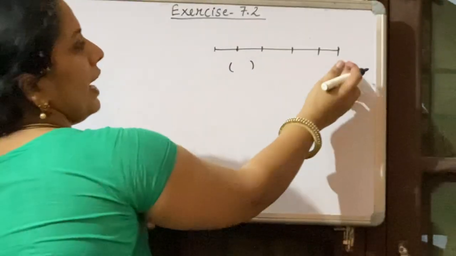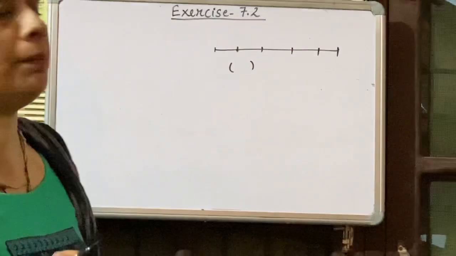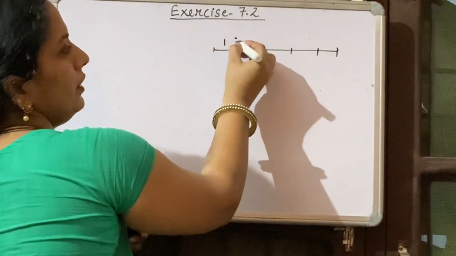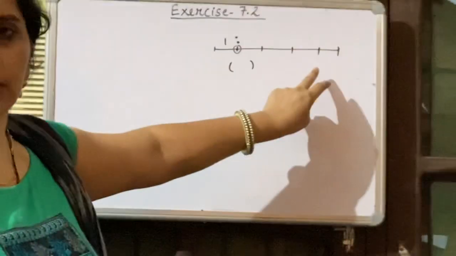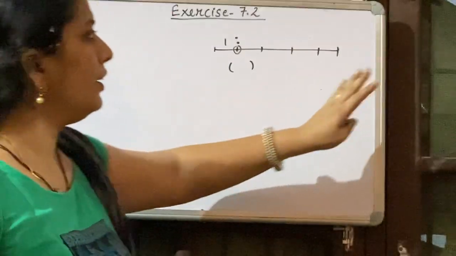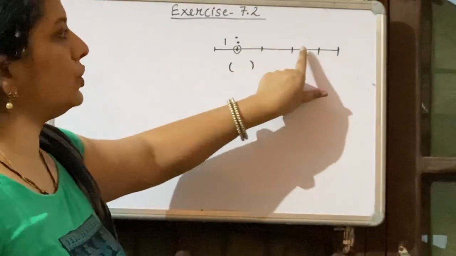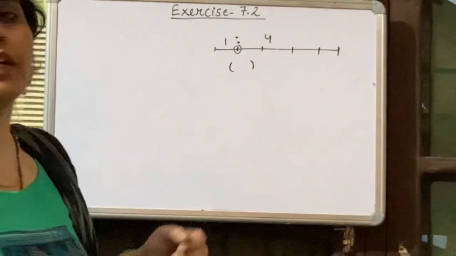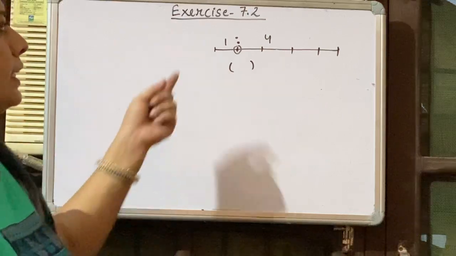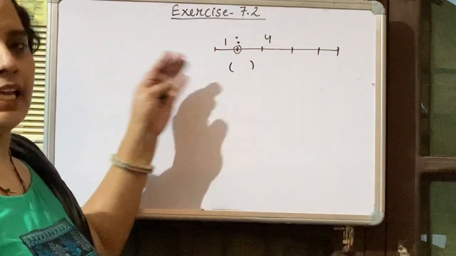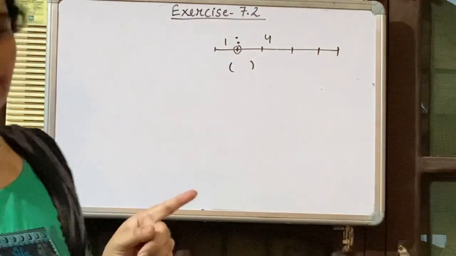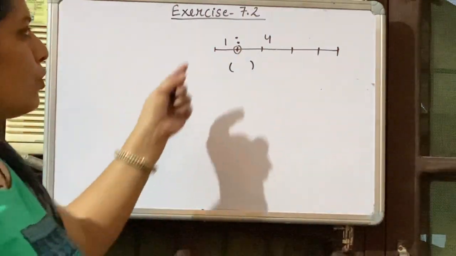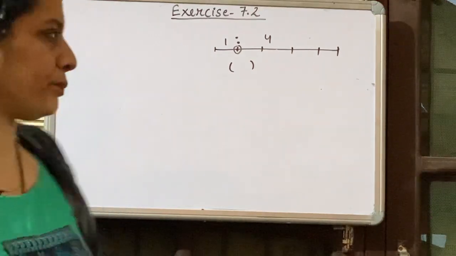Here we divide a line in 5 equal parts, and for this point the ratio will be 1 ratio 4. Count the parts. In the right hand side we have 1 2 3 4 parts. That means the ratio will be 1 ratio 4, because in the left hand side we have just 1 part, and in the right hand side we have 4 parts. So the ratio will be 1 ratio 4.